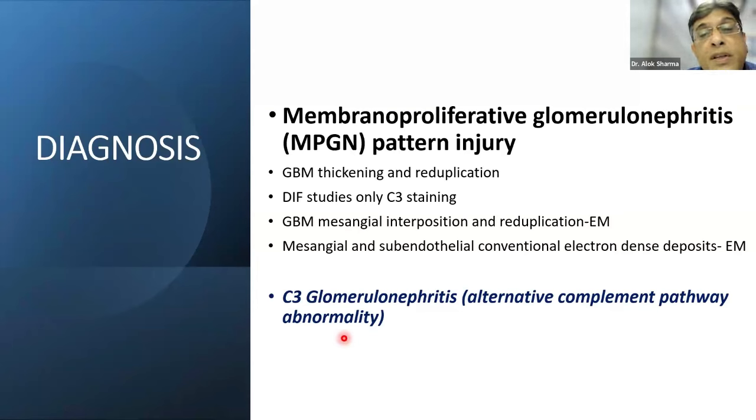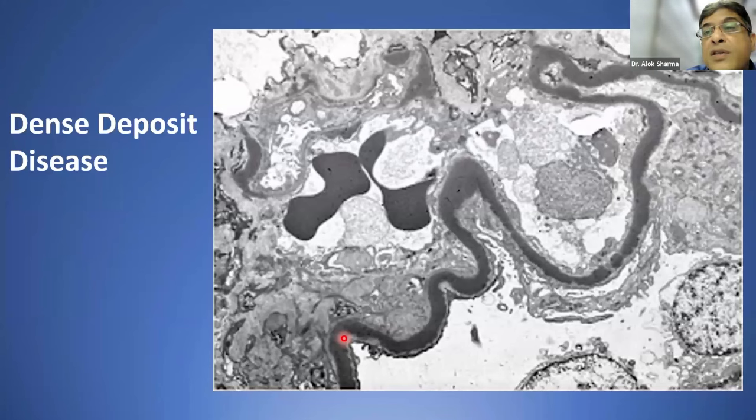And since there was only C3 staining, we called it a C3 glomerulonephritis. So you can have IgG, C3, C1q, then we call it an immune complex mediated MPGN. If you have only C3, you call it only C3 mediated MPGN pattern. And when you have only C3, you have to do EM to differentiate it from dense deposit disease. It's very important. And this is our dense deposit disease case.